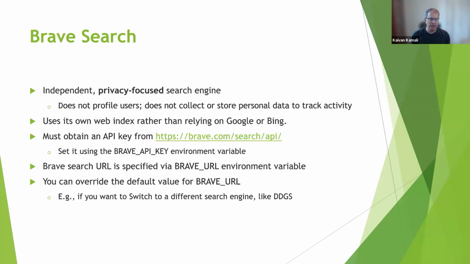Brave Search is an independent, privacy-focused search engine. So that's very important. It doesn't profile users, does not collect or store personal data or track activity. It has its own web index, similar to Google or Bing, and you need to get an API key from this URL, and you have to set the Brave API key environment variable to that API key that you got from there. You could potentially override the Brave URL, which is the search URL. That's helpful, for example, when you want to switch from Brave to DDGS for testing or whatever purpose.